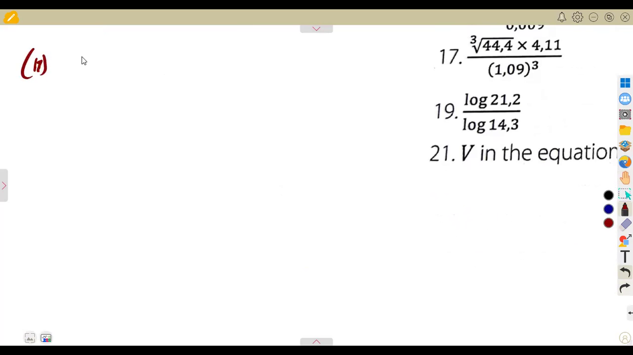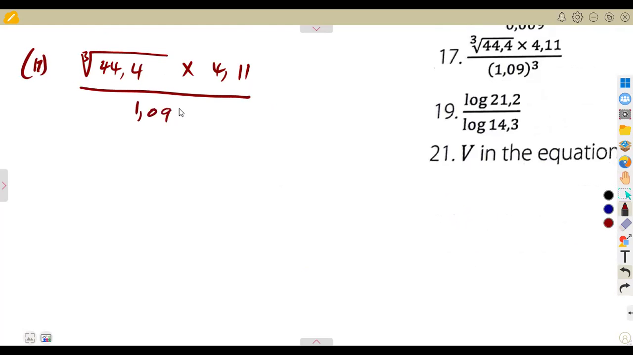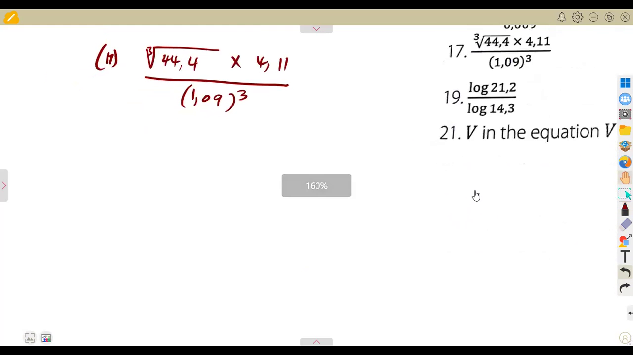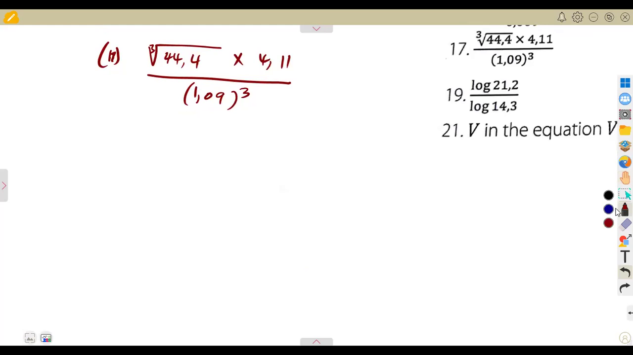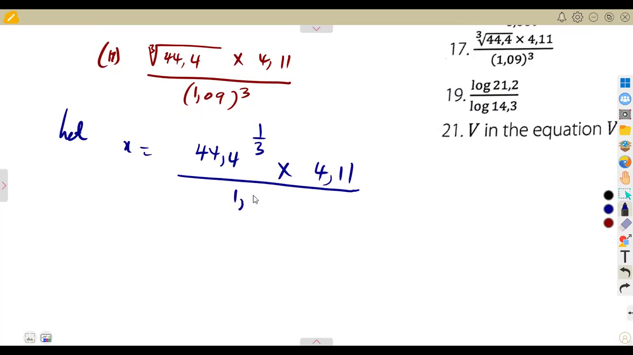So this is it. Thus, we have got the cube root of 44,4 multiplied by 4,11, everything over, so this whole part is divided by 1,09 to the exponent of 3. So if we were to use our laws in this case, the first thing is to get rid of this cube root and so on. All right, so let x be equal to this part, and this is same as 44,4 to the exponent of 1 over 3, remember the cube root is the exponent of 1 over 3, times 4,11, everything over 1,09 to the exponent of 3.